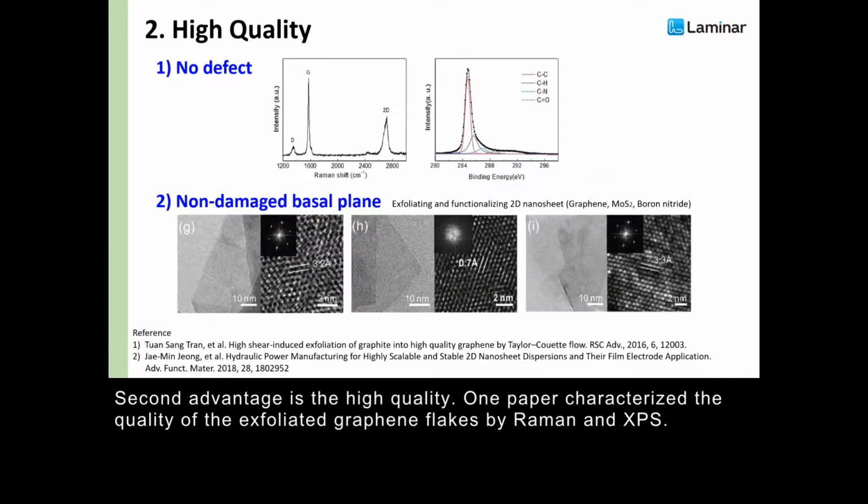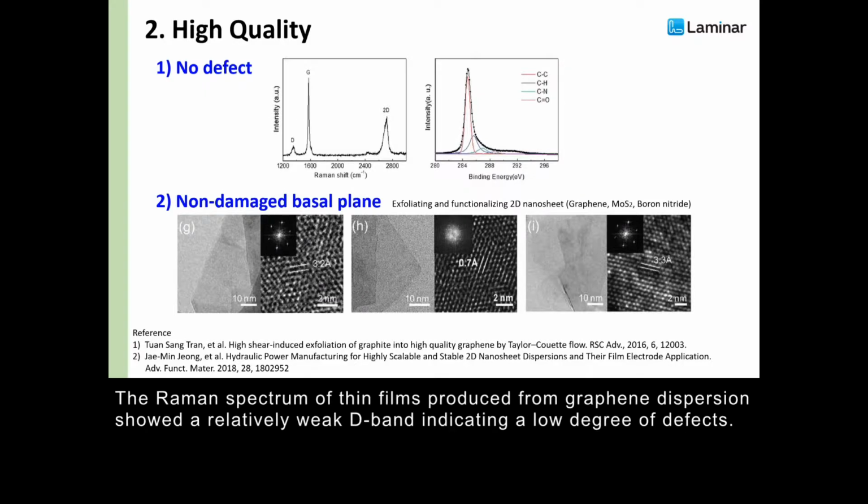The second advantage is high quality. One paper characterized the quality of exfoliated graphene flakes by Raman and XPS. The Raman spectrum of the thin film produced from graphene dispersion shows a relatively weak D band, indicating a low degree of defects.